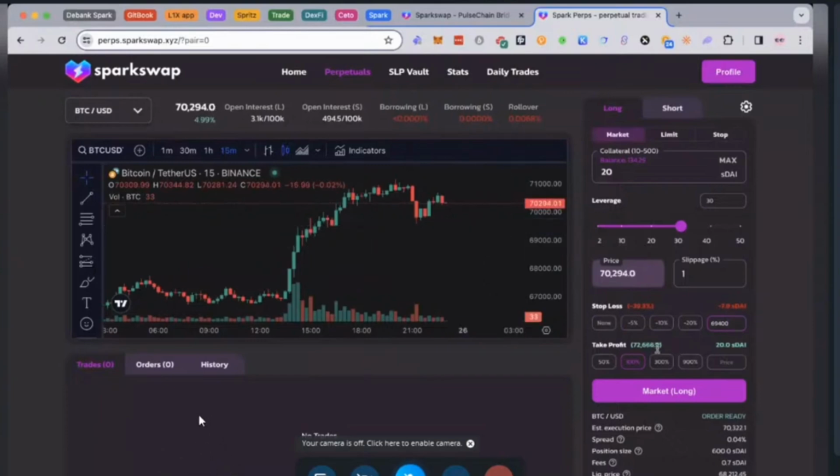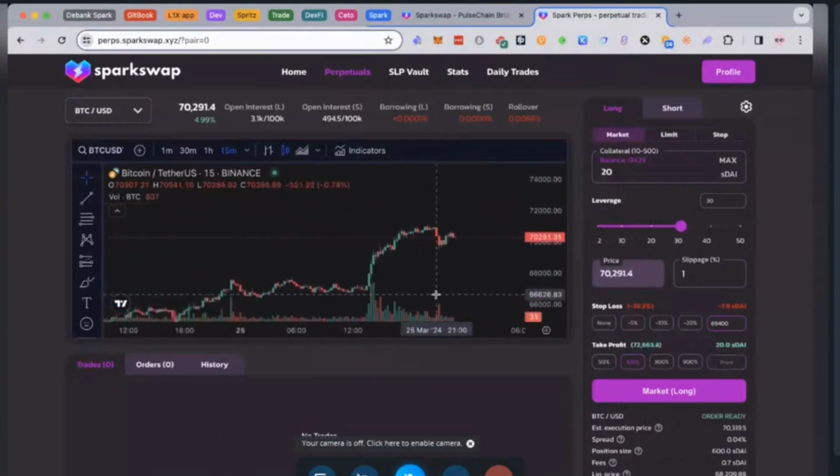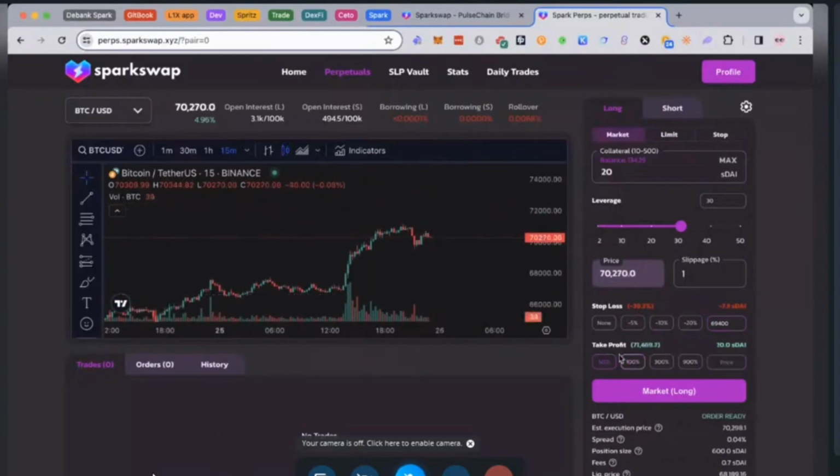And lastly, all you want to do is set a take profit. You can use these percentages at 50%, your 50% profit, 100%. You could set a certain price where you think, maybe at 73,000 here, it's going to hit resistance, and then it's going to come back down. So I want to take my profit there.